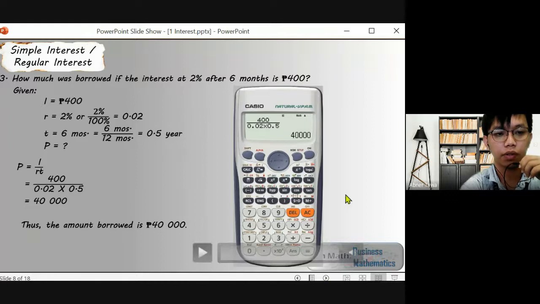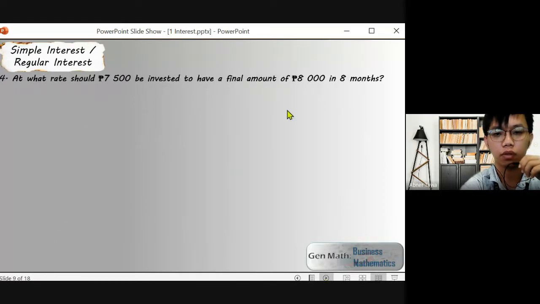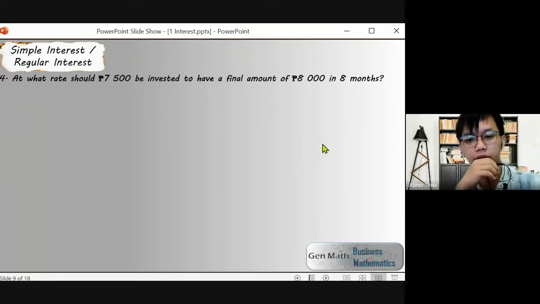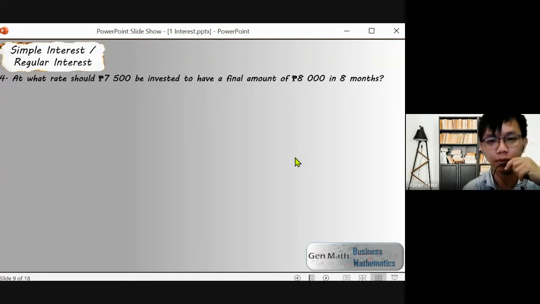So we have here the third problem. Next, we're going to proceed with the fourth one. Okay, pakibasa nga Miss Shanaya. Pakibasa yung fourth problem natin. Okay, how about Miss Marian? Pakibasa yung fourth problem natin for simple interest.